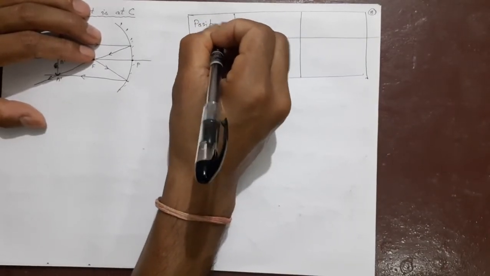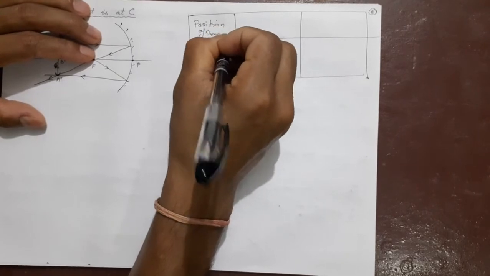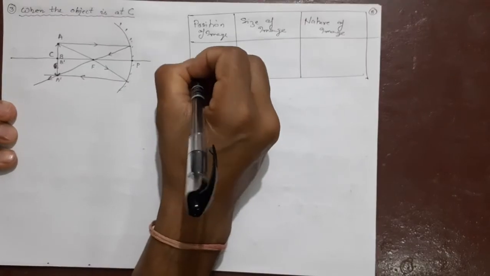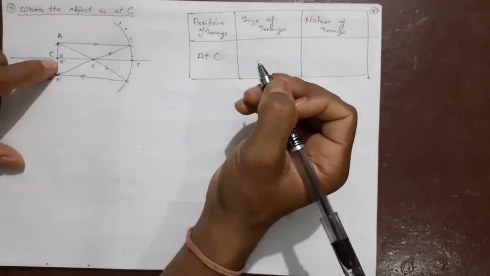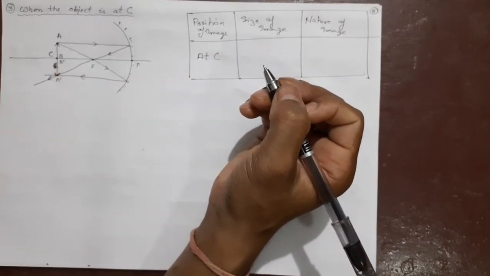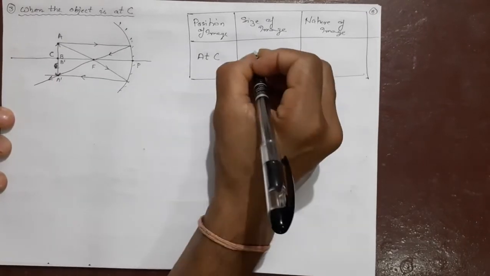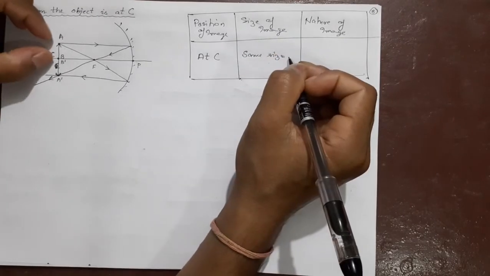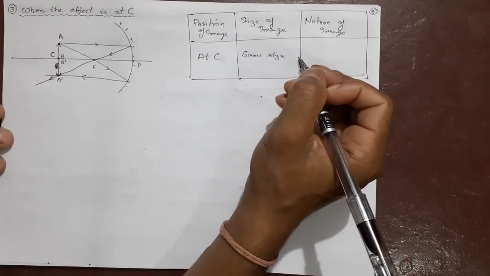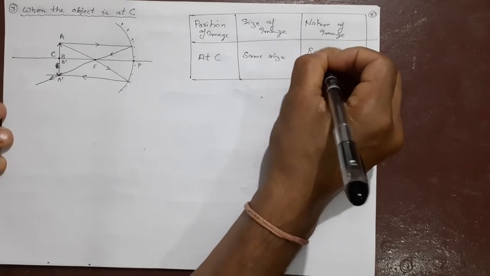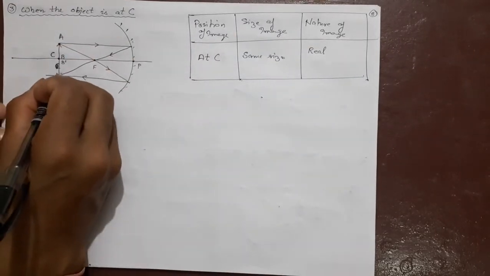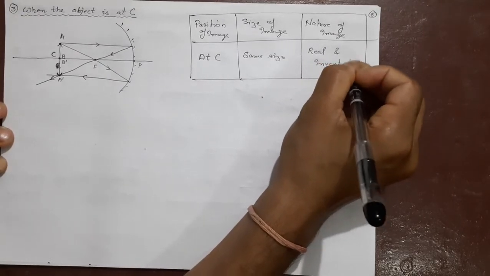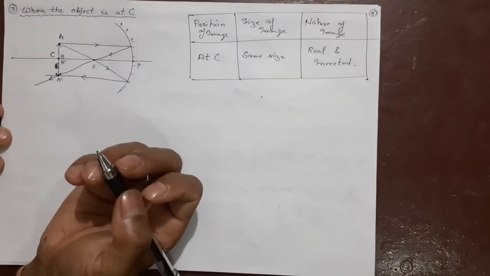Position of the image. Now you look at here, position of the image is what? At C, right? Because I found the image also located at C. Size of the image is what? Same size, exactly the same size, AB and A dash B dash are of the same size. Third one is what? Real. Why real? All the real lines are cutting them. And inverted. Why inverted? Because the head is down, the leg is upside. Okay, so this is the rule.